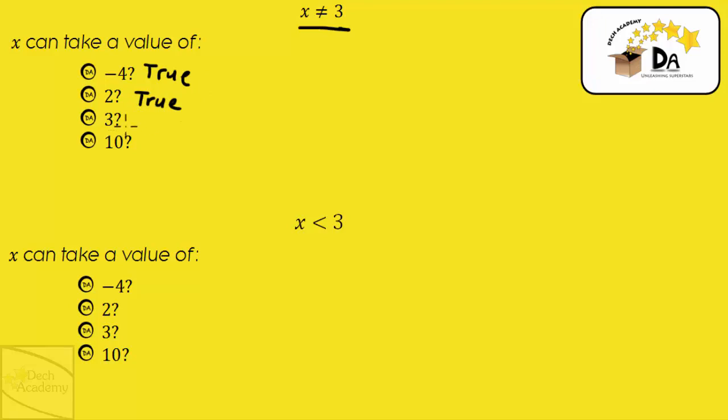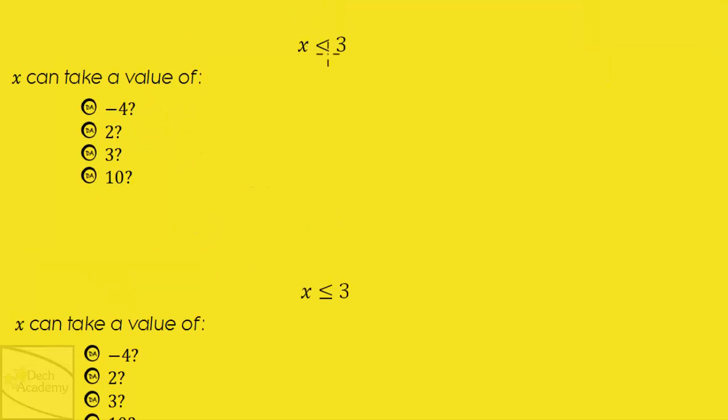Can x take a value of 3? No. So the response to this question, x can take a value of 3, is false. X cannot take a value of 3 because the statement says that x should not be 3. X can take a value of 10. True, because 10 is not equal to 3. So that's very easy. Let's move to the next inequality symbol, the less than symbol.